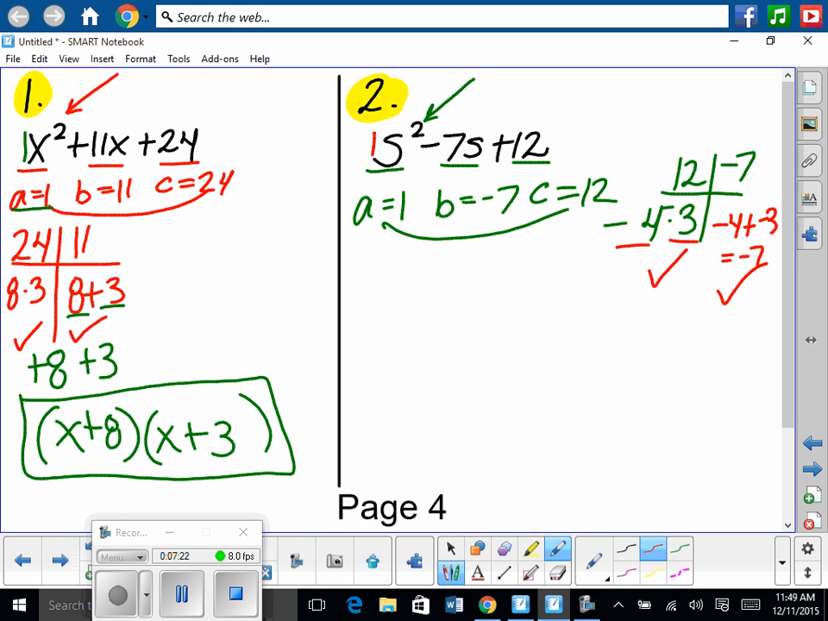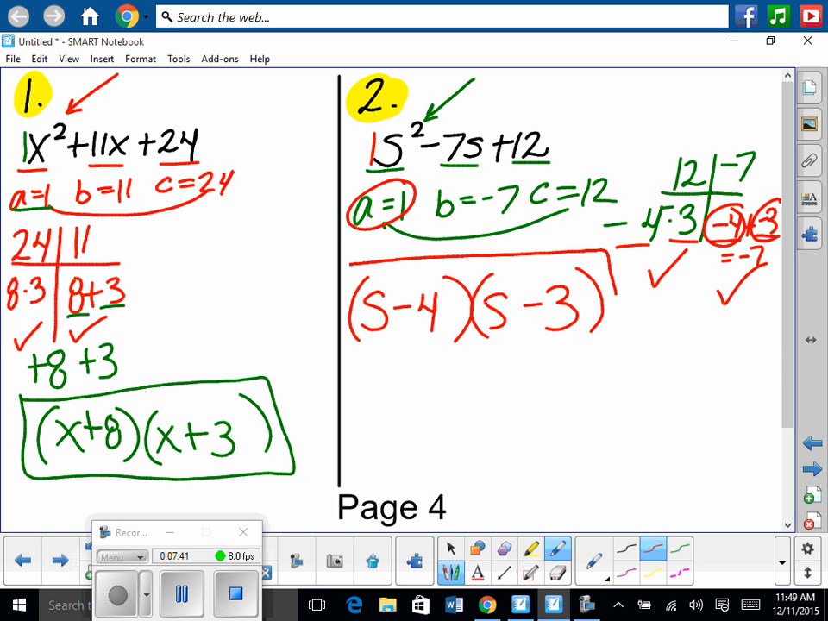Now once again, since our a value is 1, we can quick factor it. So it's going to factor to be a binomial multiplied with those two factors in it. So it's going to have an s, and then we're going to have a minus 4, and we're going to have a minus 3. So minus 3. And we're done. You could do the long way, drop and break. You should come up with the same answer.